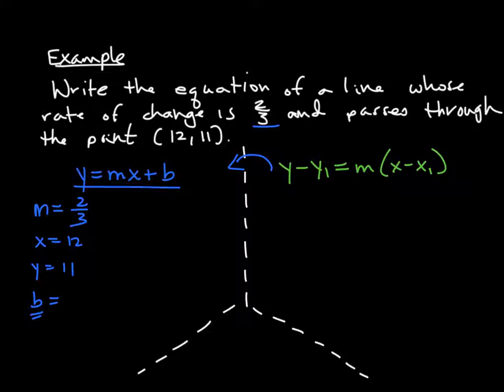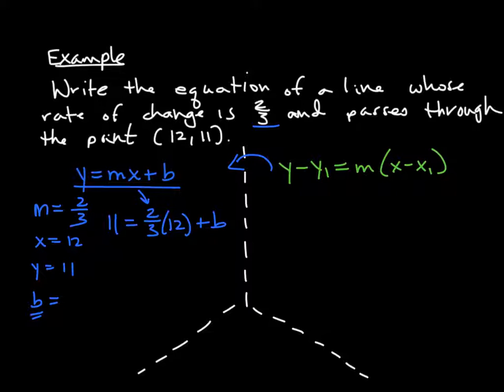So what you need to do is the property called substitution. Substitution is if you have a value associated with a variable, you can simply plug it into the equation that has that variable in it, and then calculate the one that is left. So for y equals mx plus b, I'm going to use substitution. y becomes 11 equals, my m is 2/3, so 2/3, x is 12, so 2/3 times 12, and then I am left with plus b.